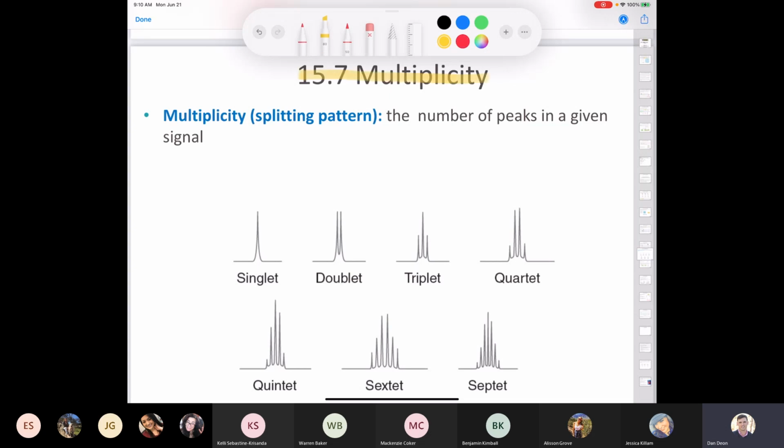Because we've seen all kinds of signals, but we didn't really look at why some signals are 3 peaks and produce a triplet. Why are some signals 4 peaks? Why do some produce a quartet? Why do some of them have 7 peaks? Why are some of them what's called a septet? And that's what we're going to answer in the next section.